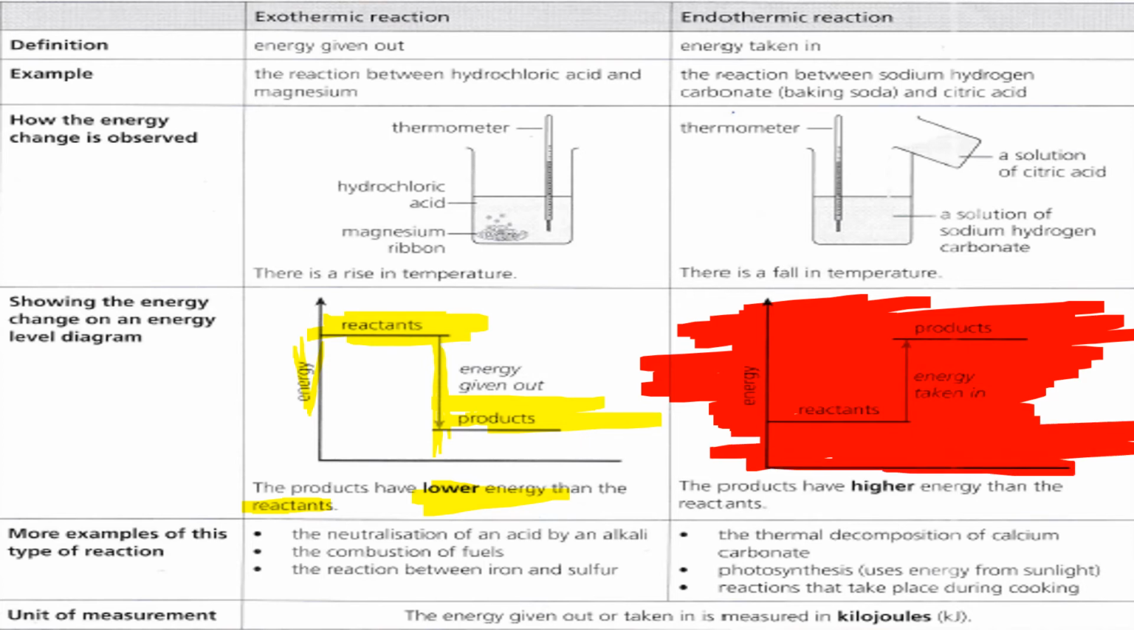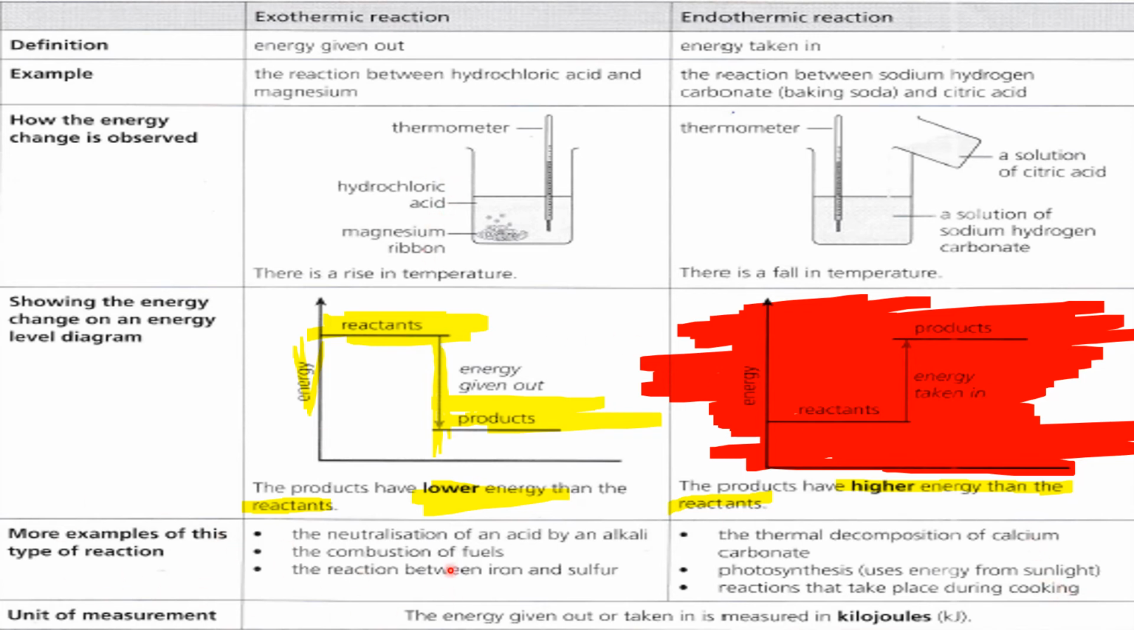So for the energy level diagram, you need to label the axis: energy, and then the reactant and the product. The reactant is lower than the product, so the product has higher energy than the reactant. The reactant is low, the product is high. More examples of this type of reaction: the thermal decomposition of calcium carbonate, photosynthesis, and reactions that take place during cooking.